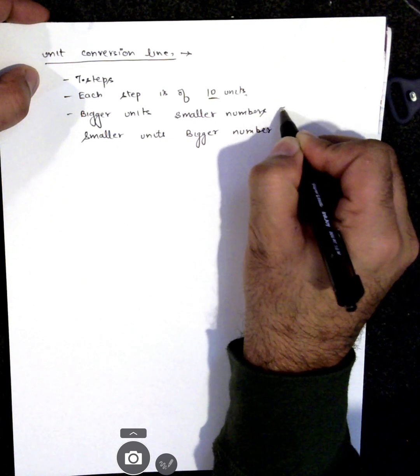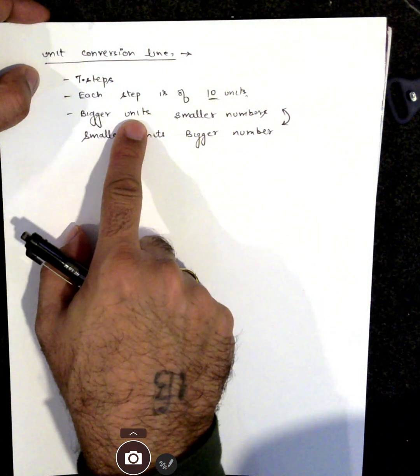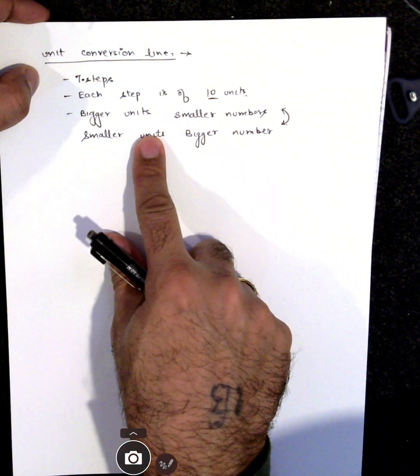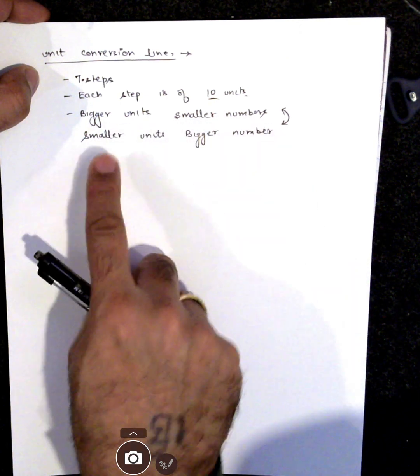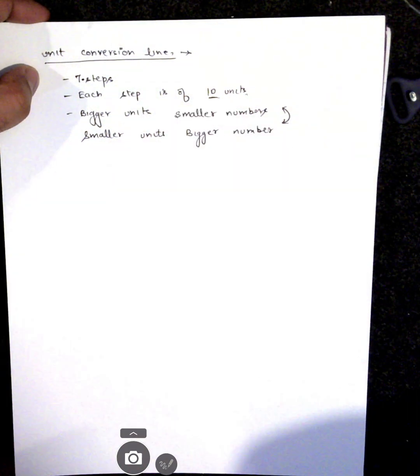Remember this conversion statement, that whenever you are converting to a bigger unit, your number will become small. And whenever we are converting to the smaller units, our number will become big. So bigger unit, smaller numbers, smaller unit, bigger numbers. We will see the exact application of these points very soon.